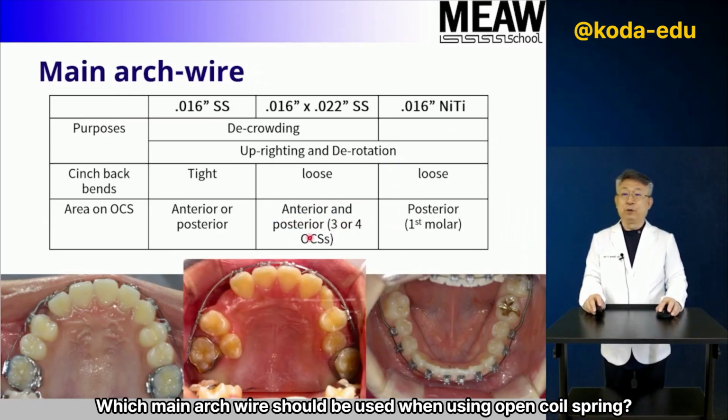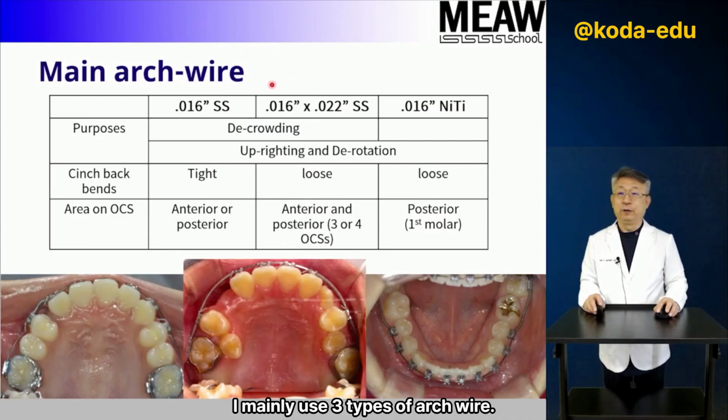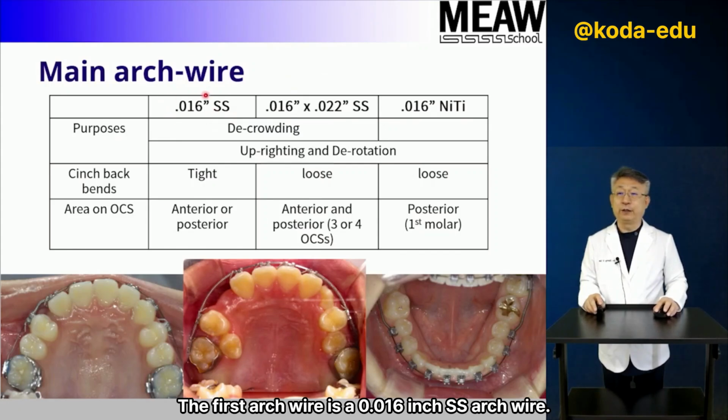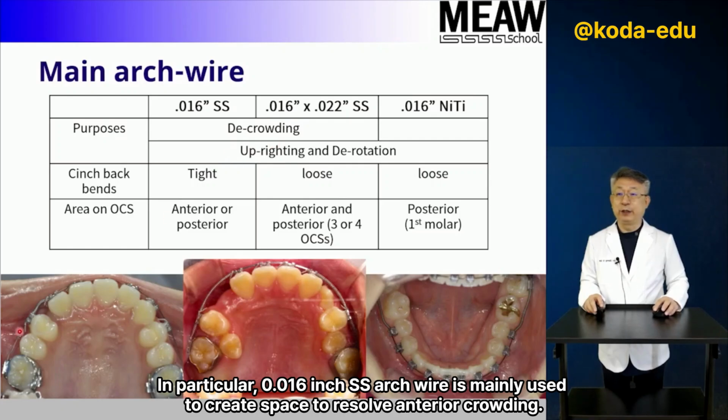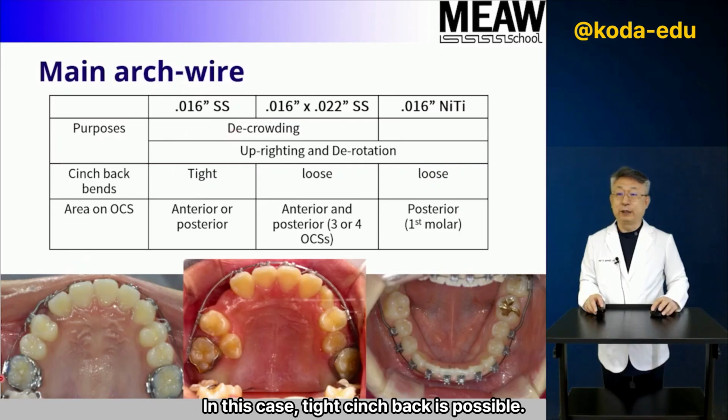Which main arch wire should be used when using open coil spring? I mainly use three types of arch wire. The first arch wire is a 0.16 inch SS arch wire. The purpose of this arch wire is resolving anterior crowding and uprighting and derotation of the lower molars. In particular, 0.16 inch SS arch wire is mainly used to create space to resolve anterior crowding. In this case, tight cinch back is possible.